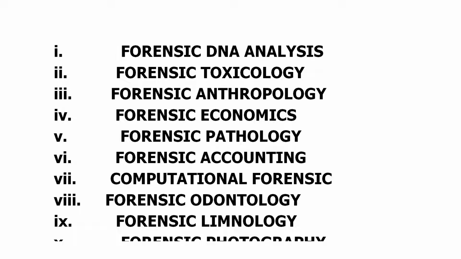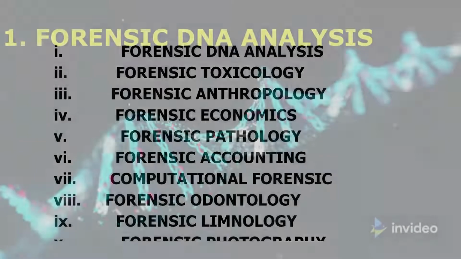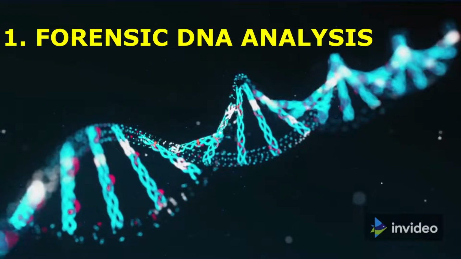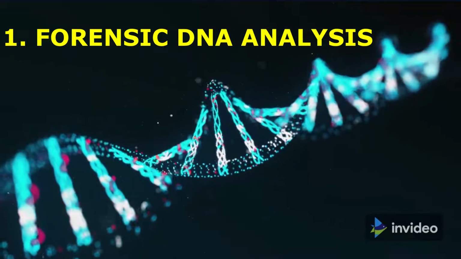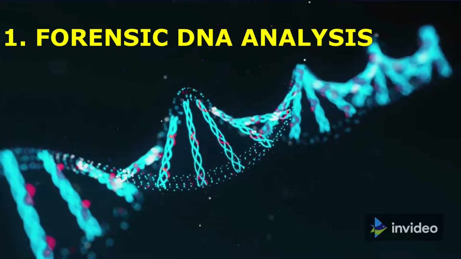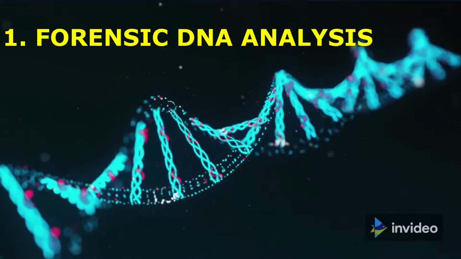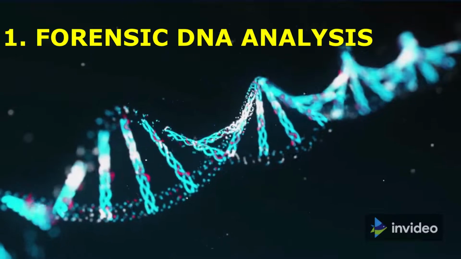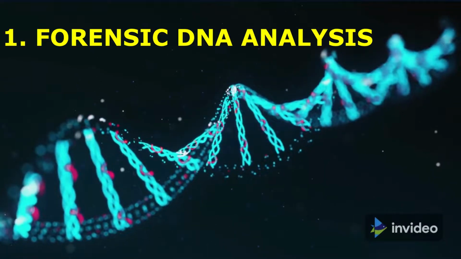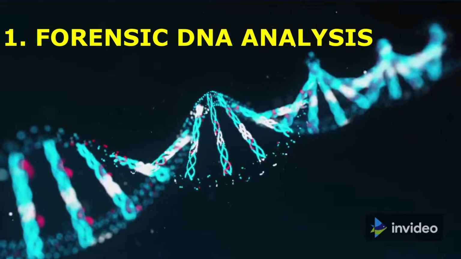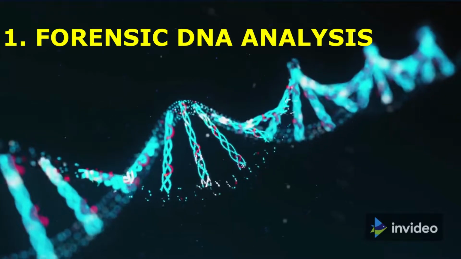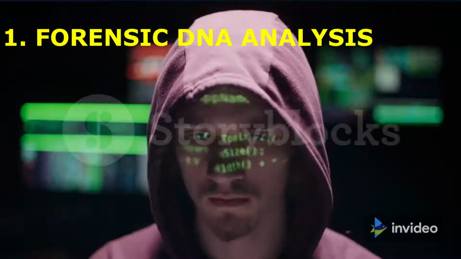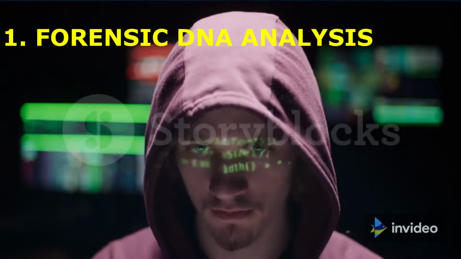So when you're done listing them, you come down and explain some of the types that you can easily explain. The first one there is forensic DNA analysis. The simple way to explain it is this: forensic DNA analysis is the use of human body samples such as fingerprints to link or identify crime suspects, to link or identify the perpetrators of a crime.